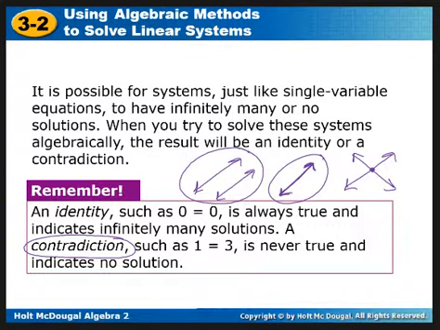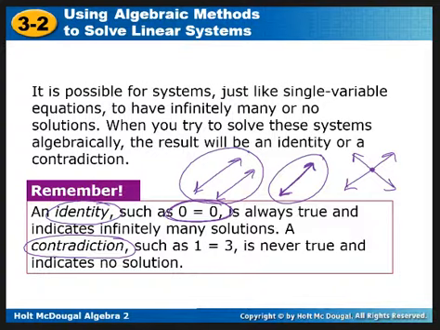And that would be referred to as an identity. So when you're solving linear systems, if you ever get all your variables and your numbers to cancel out and you end up with 0 equals 0 at the very bottom, that means that you have an identity, or basically those lines represent the same line.